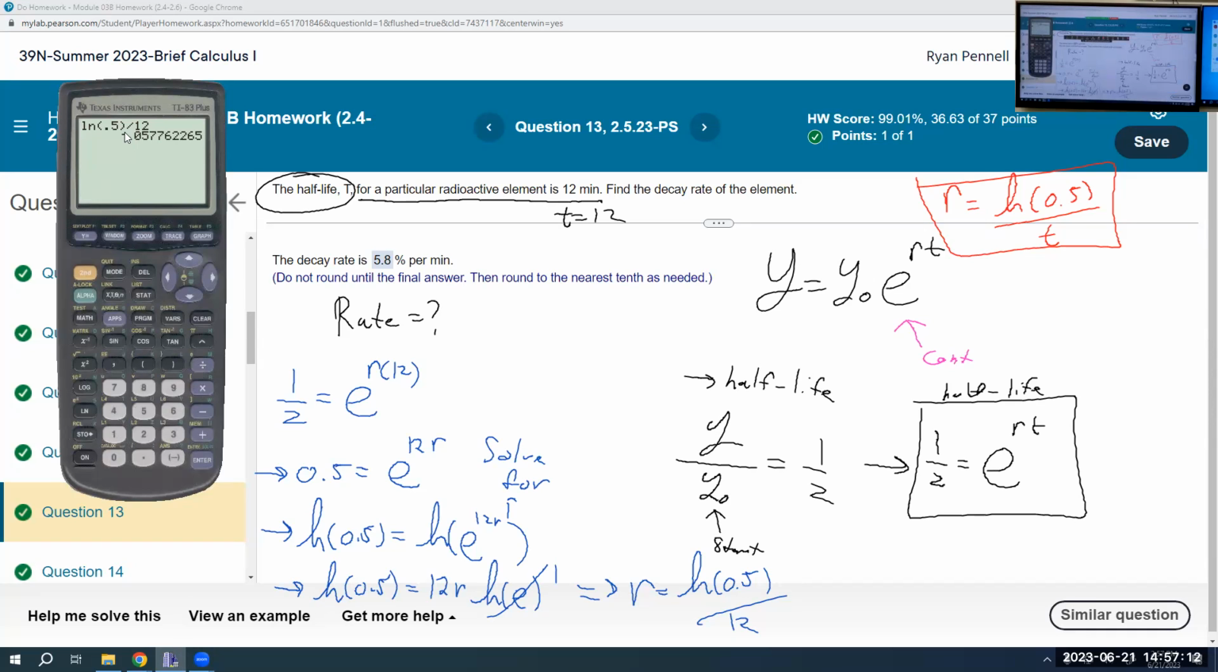So there we go. I have negative 0.05776, and so on. It wants the decay rate as a percentage. Decay just means it's going down, so that implies it's negative. We found the negative number times 100. So I found negative 5.77, or 5.8%.